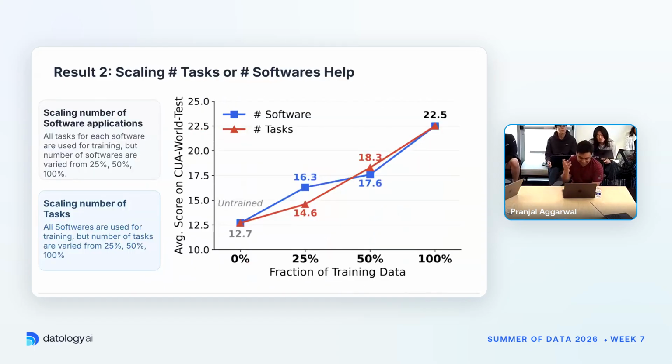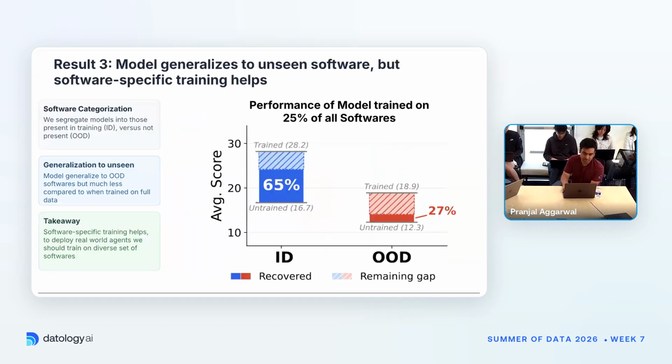Some good results. So we can obviously scale the number of training data. We tried this: okay, we have 200 software applications. We can do 50, we can do 25, we can do 100, and try to see how the performance improves if you reduce them, or if you reduce the number of tasks. Both of them show standard scaling.